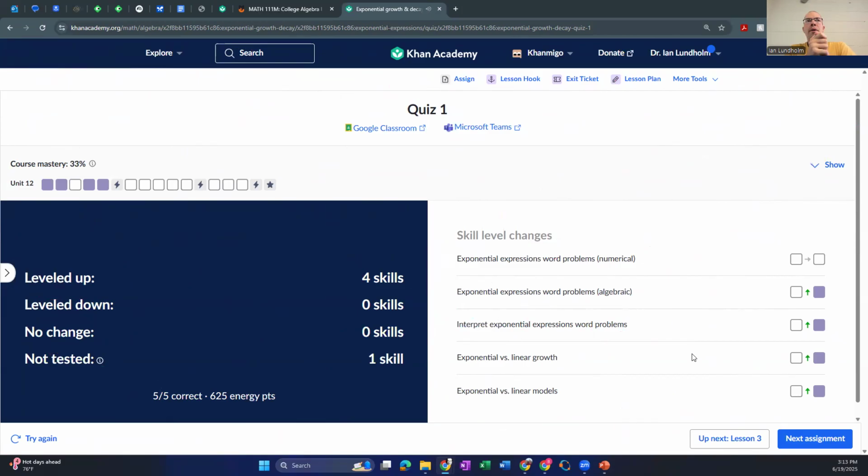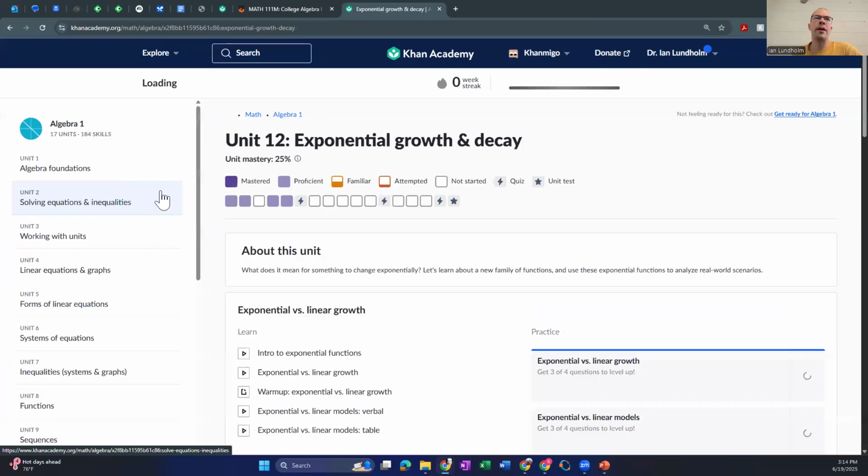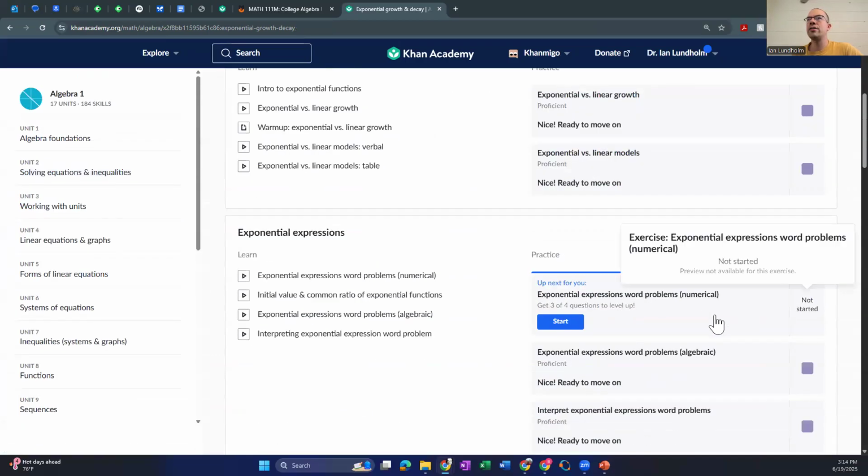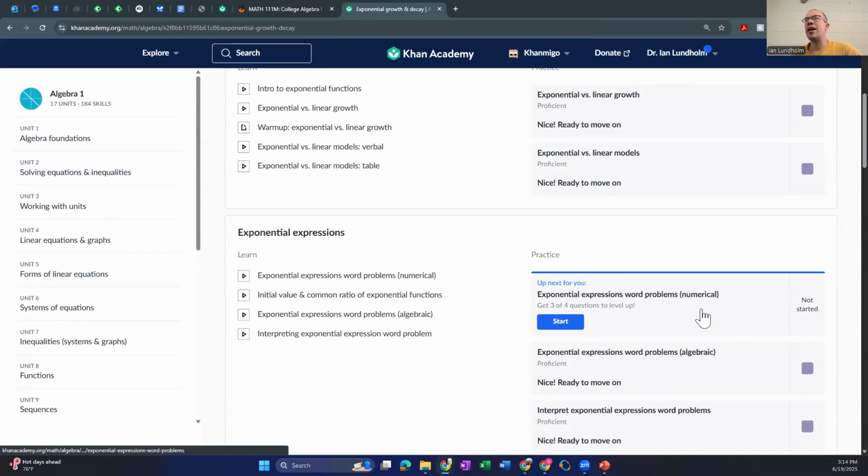I get the confetti, but I only get 4 skills leveled up. Apparently, they didn't ask me a question from the skill exponential expressions word problems numerical. So if I wanted to get credit for that, I could open this back up. I could go to unit 12. I could scroll down here and I could do that to get up there.